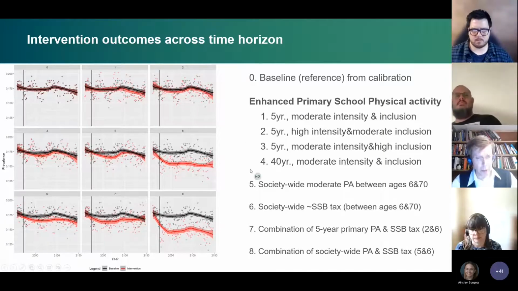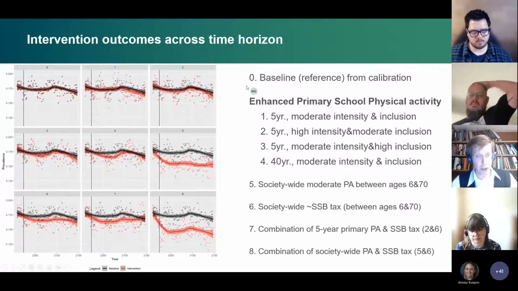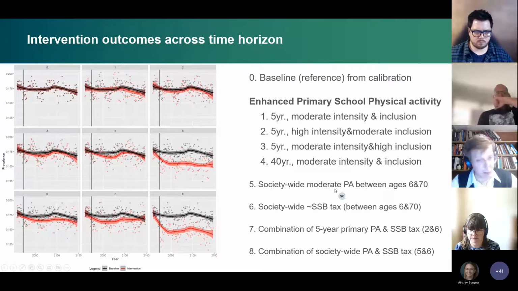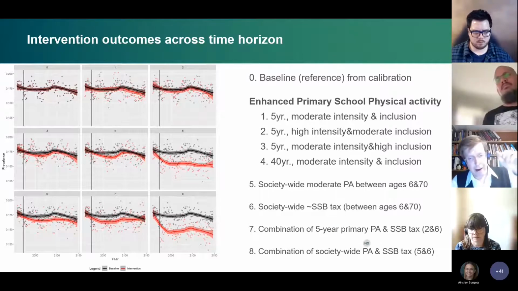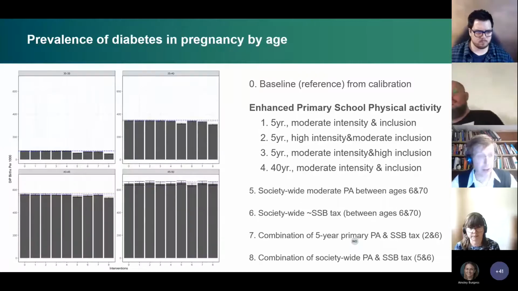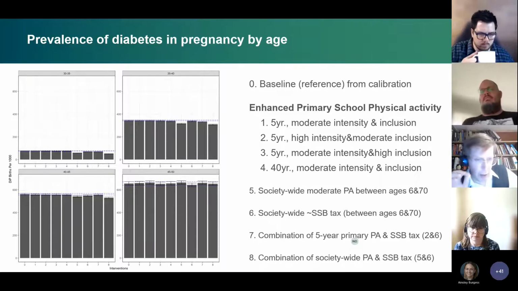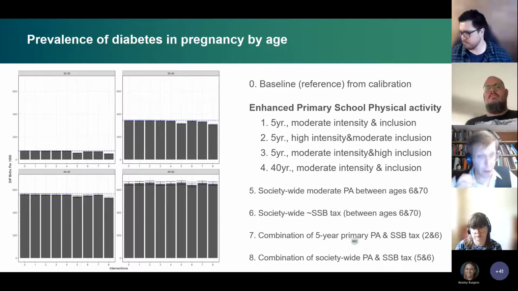Now, I'm going to be focusing a lot of my attention on a set of interventions which contrast the baseline with primary school physical activity, society-wide physical activity efforts, sugar-sweetened beverage taxes. Roughly speaking, it's roughly comparable. And then combinations of these in some of the interventions. And we're going to be spending particular attention seeing the diabetes and pregnancy outcomes for these.